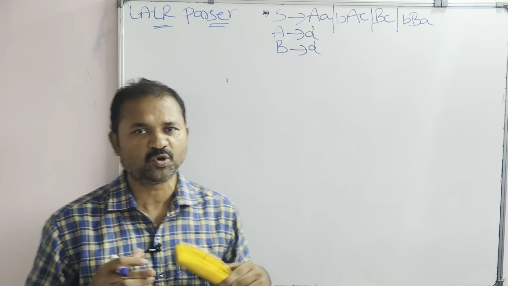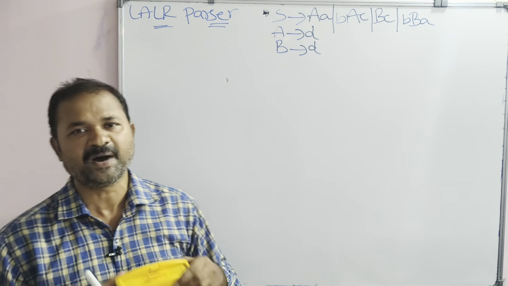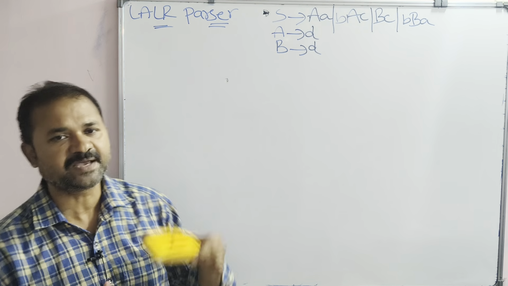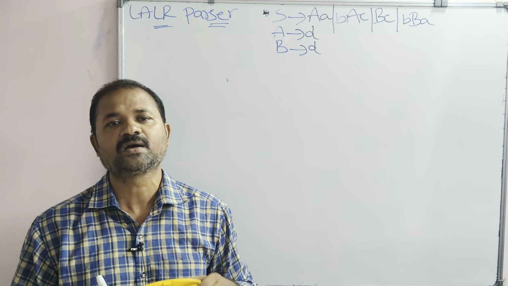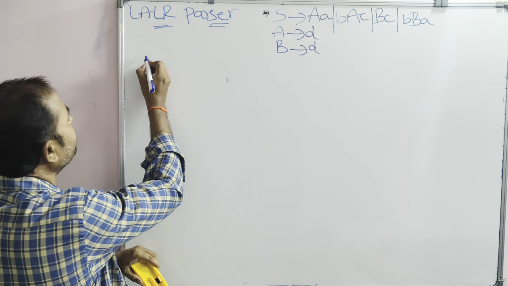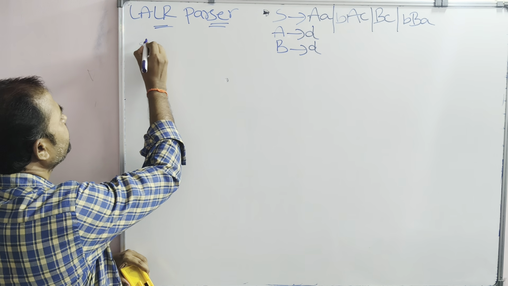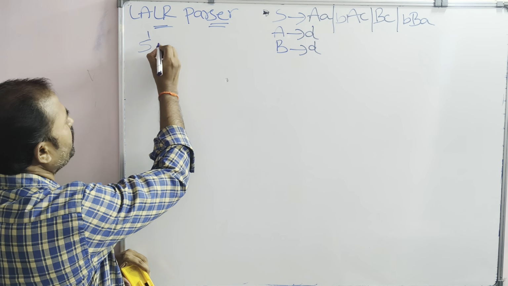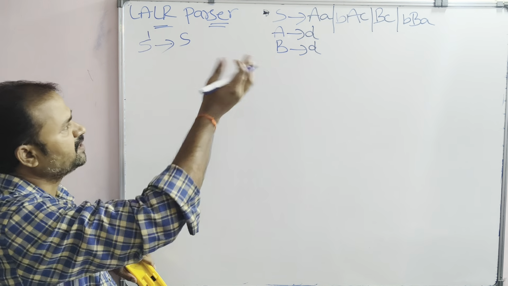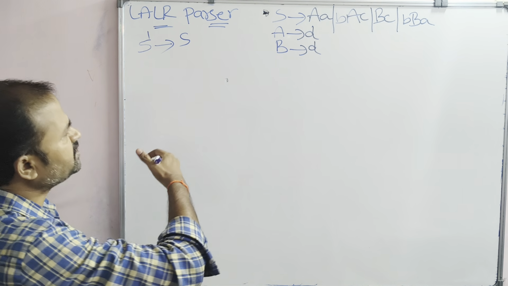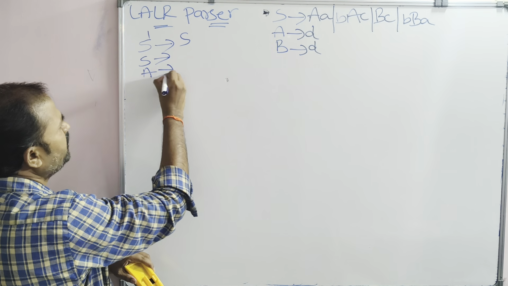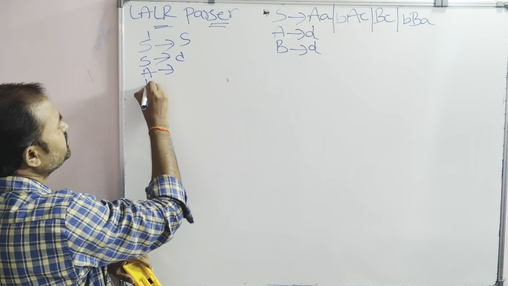Let us discuss the LALR parser. Check whether this grammar is accepted by the LALR parser or not. First we have to construct the augmented grammar. Augmented grammar means we have to add an extra production, start symbol dash produces start symbol, and write the remaining productions as they are. So write the S productions as well as the A productions and B productions as they are.